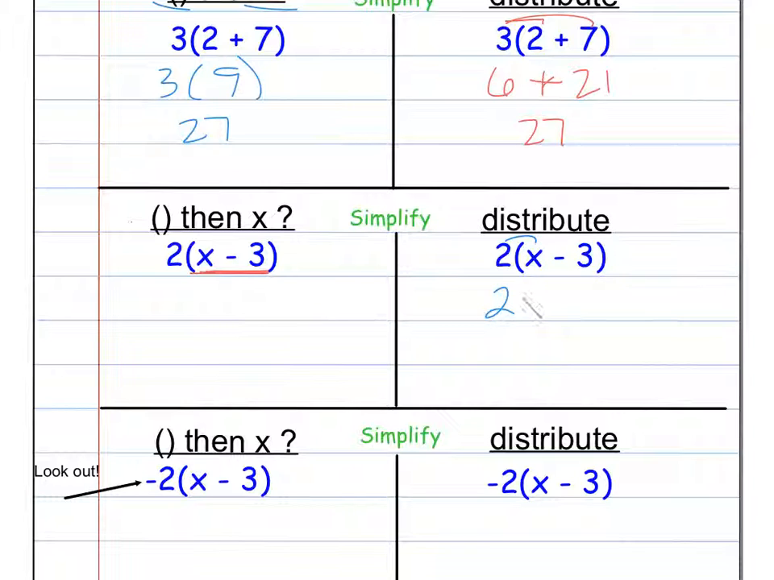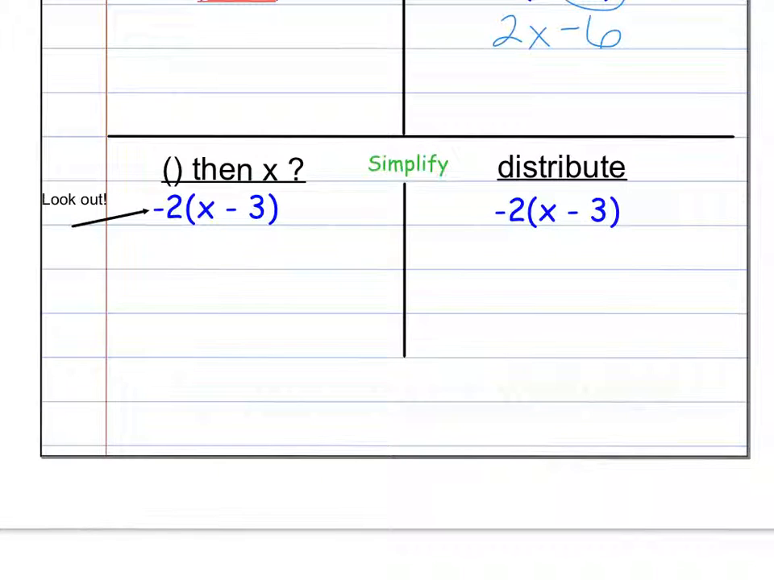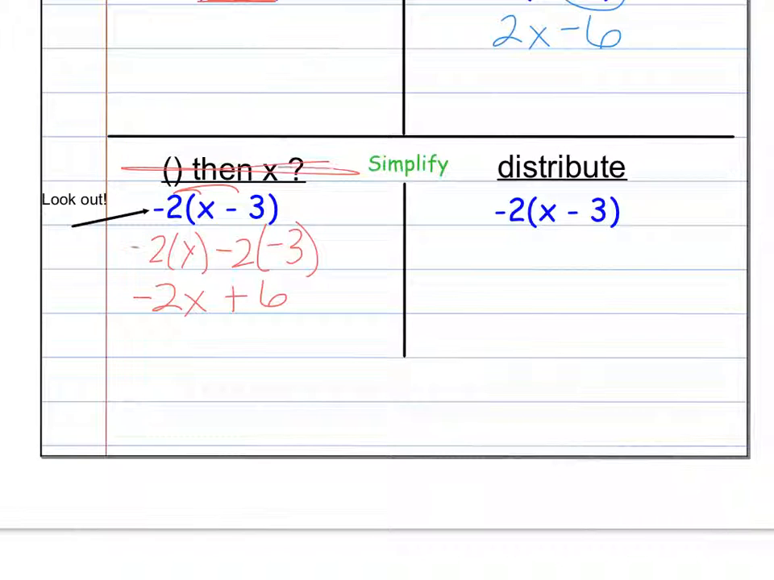So I get 2x, and then 2 times negative 3 is negative 6. Some things you'll look out for today are this negative in front. You have to realize that's negative 2 times x, and that's negative 2 times negative 3. So you get negative 2x plus 6. And again, this was me using distribution.